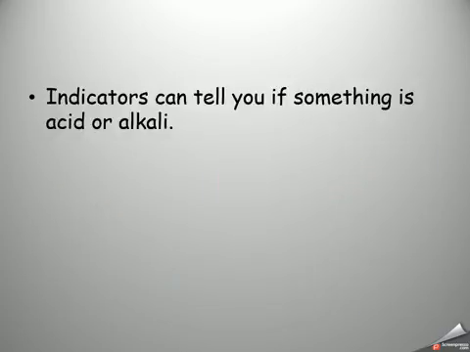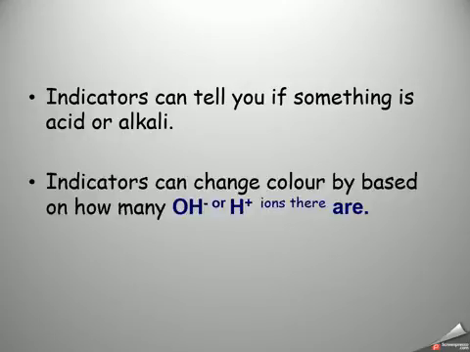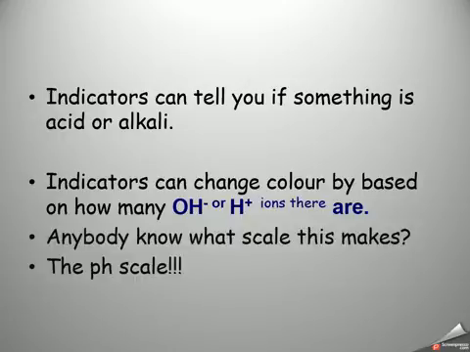Okay, so indicators, just like car indicators. When you're in a car, you go left, you turn the left indicator on. Go right, you turn the right indicator on. And they tell you if something is an acid or an alkali. Now, indicators change colour based on how many OH minus ions there are or how many hydrogen ions there are. Okay, does anybody know what scale it makes? It makes the pH scale.